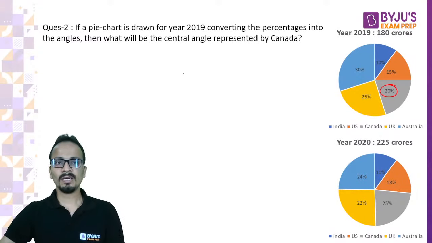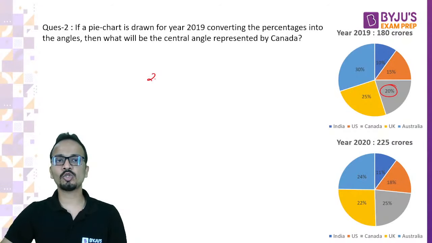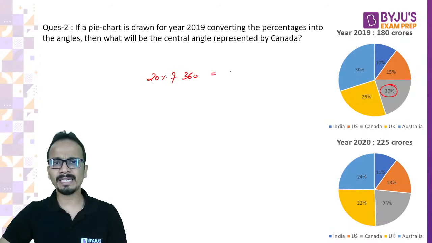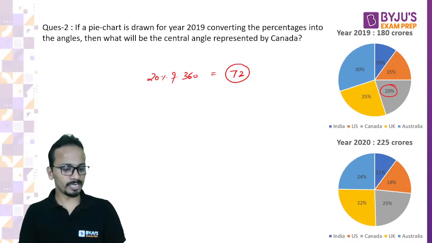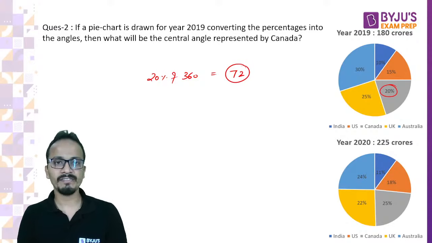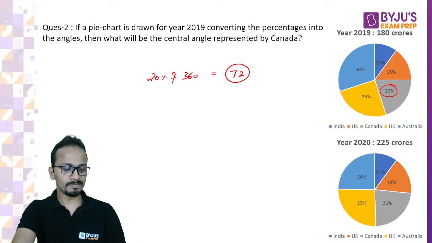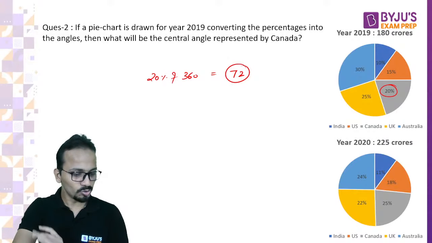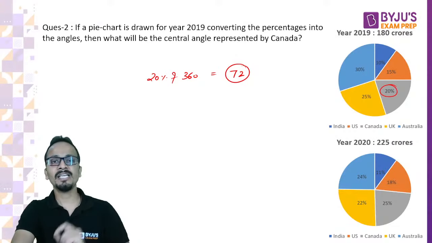So total angle obviously will be 360 degrees, and Canada represents 20% of that. So I'll quickly calculate 20% of 360 degrees, which is 72. King, you have already written the answer. Great. So 72 will be the central angle represented by Canada. Garvit, Himanshu, good, both of you have also written the answer. So 72 degrees will be the angle represented by Canada in 2019.